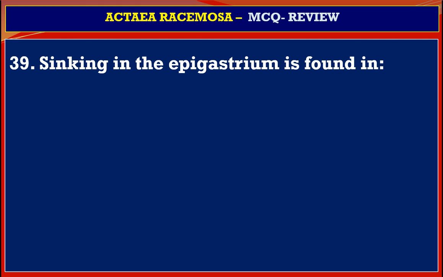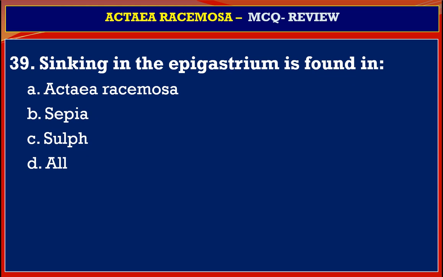The 39th MCQ is sinking in the epigastrium is found in A. Actaea racemosa, B. Sepia, C. Sulphuric acid, Sulphur, and D. All of above. Answer is A, Actaea racemosa.